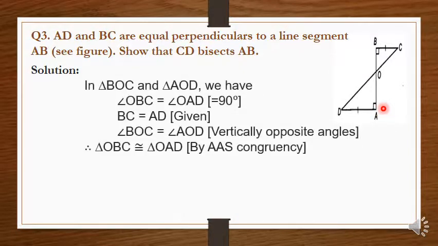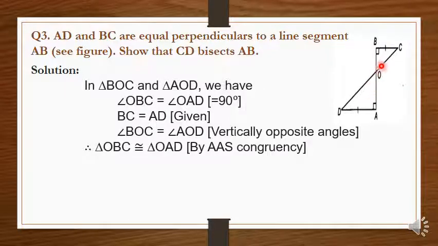So what we can do right here is take triangle BOC, this, and triangle AOD. So we already know that angle B right here is equal to angle A because it is 90 degrees. Again it is given that BC equals AD. And the third one can be written as angle BOC equals angle AOD. See, these two angles are vertically opposite because AB and CD are two straight lines and they are intersecting at O. So they are having vertically opposite angles.